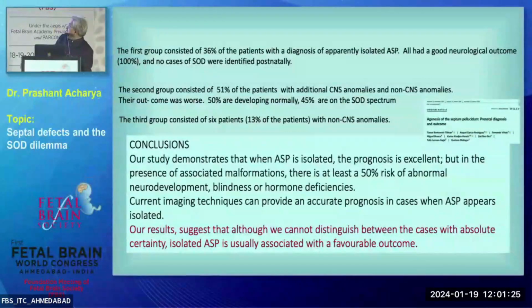So it is again one of the studies, by Gustavo. He said that our results suggest that although we cannot distinguish between the cases with absolute certainty, the isolated absent septum pellucidum is usually associated with a favorable outcome. So again, it has a favorable outcome in maybe 60%, but I'm interested in identifying those 30%. If everything is good, the couple is not going to come back to you to say, doctor, you have done well and our kid is fine. They'll come back only if they are in the rest of the 30% or 40%. So my interest is to look for the not-good-outcome cases.